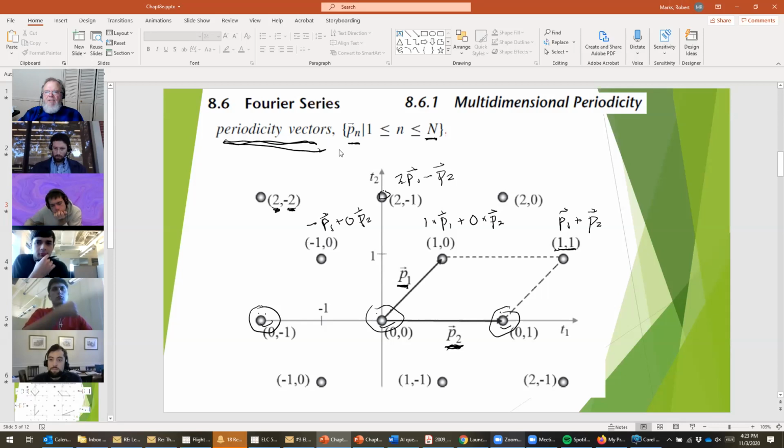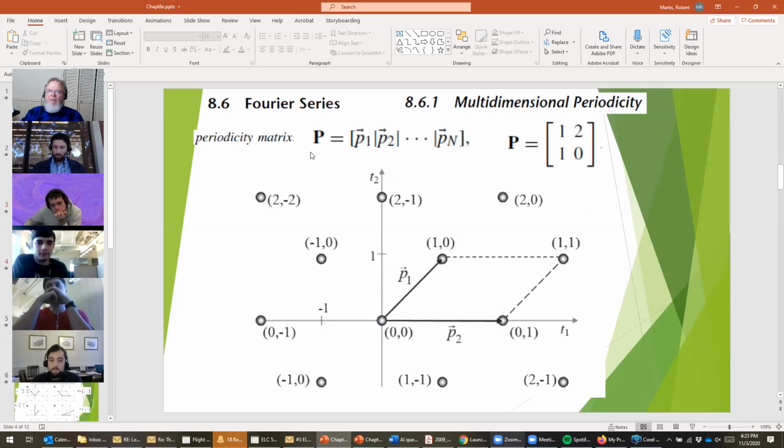Now from the periodicity vectors, we form something called the periodicity matrix, which is P. And this is just stacking up the periodicity vectors side by side, P1, P2. If we're in 2 dimensions, we stop here, right? So in our example, P is equal to 1, 1 and 2, 0. 1, 1 would be 1 over and 1 up, right? So this is P1. And 2, 0 would be going over here to 2. And that would be the second periodicity vector.